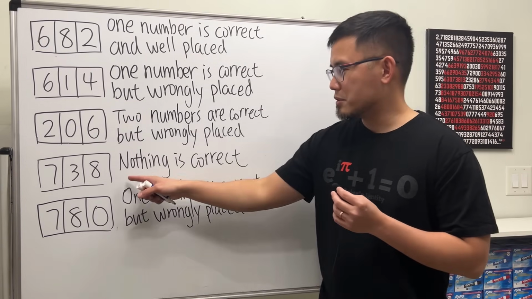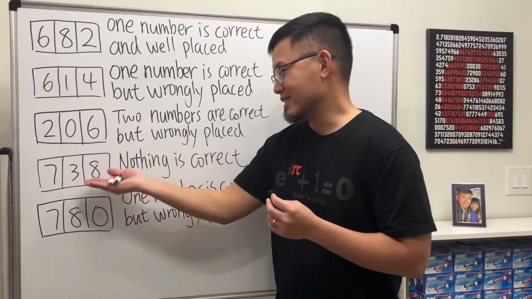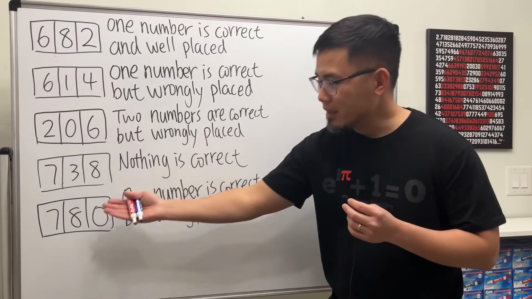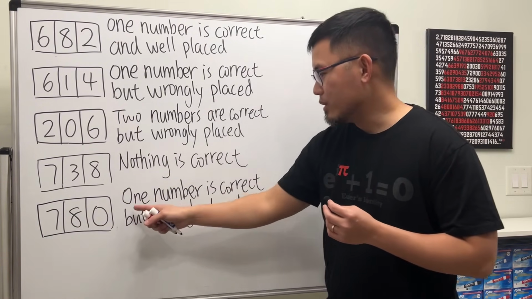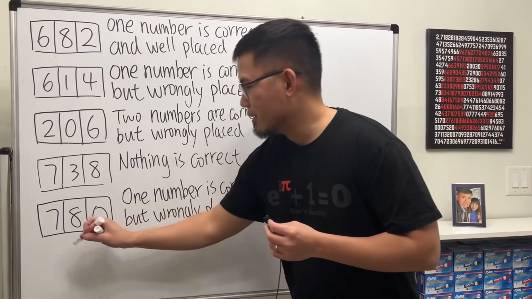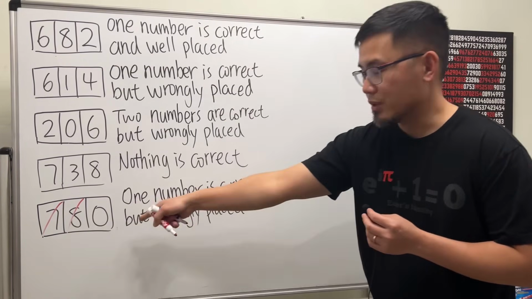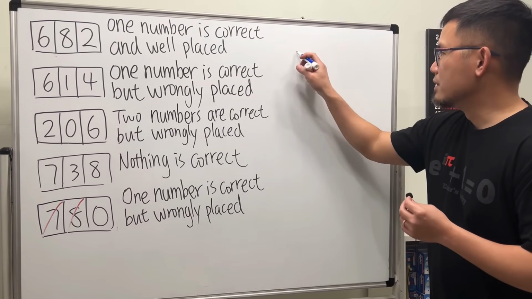So first, I'm going to start right here. We know we can't have 7, 3, and 8, right? Because nothing's correct. And then from here, we see the 7 and 8 right here, and we know one number is correct. So that means we must have 0, right? 7, 8 cannot happen, so it must be 0. So we know we must have 0 somewhere. So let's go ahead and just put down 0 somewhere. Right?